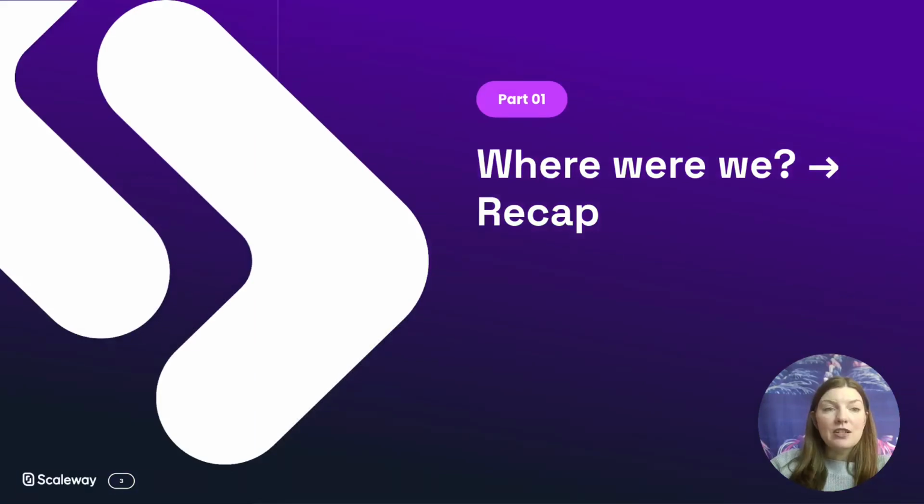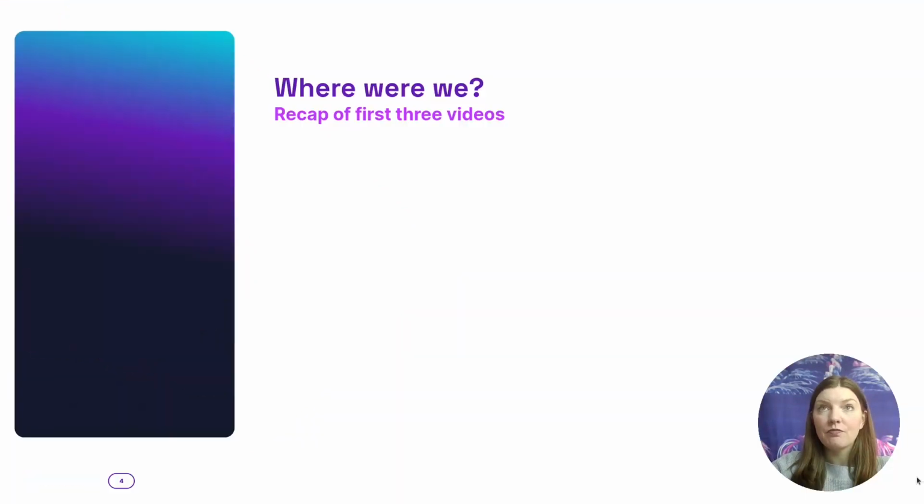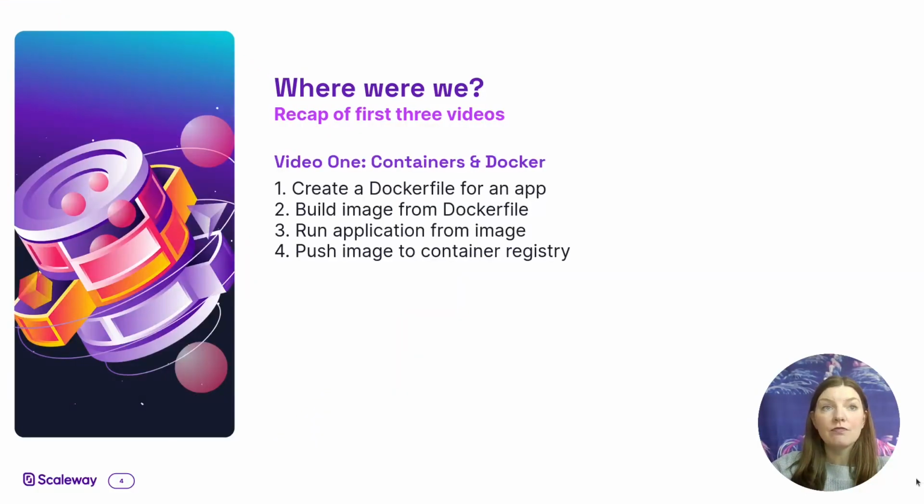So as I mentioned, this is the fourth in our series of videos about getting started with Kubernetes. Let's quickly recap the first three to make sure we have the right foundations for this video. The first video showed you how to use Docker to containerize a simple application. We walked you through the process of creating a Docker file, building an image, running the application from the image, and then pushing the image to the Scaleway container registry.